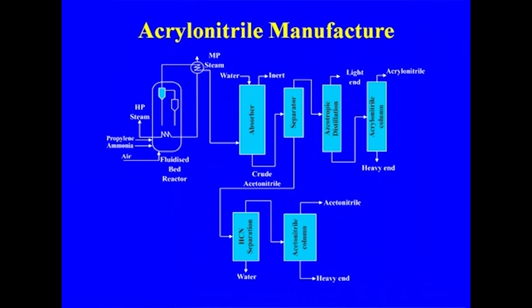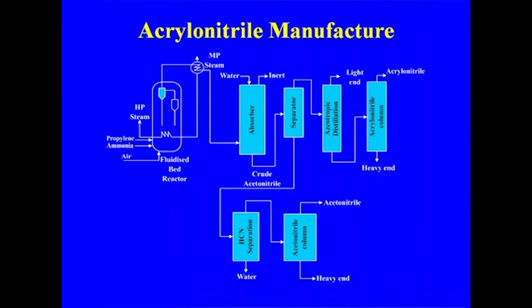So, the propylene and ammonia in the air go to the fluidized bed reactor, cyclones are there for separation of the catalyst, and then it goes to the absorber, separator, then the azeotropic distillation for the separation of the acrylonitrile, and here actually the acetonitrile goes to another separator, and then finally the acetonitrile that we are getting as a byproduct. So, this is the process that we are using in manufacture of the acrylonitrile.